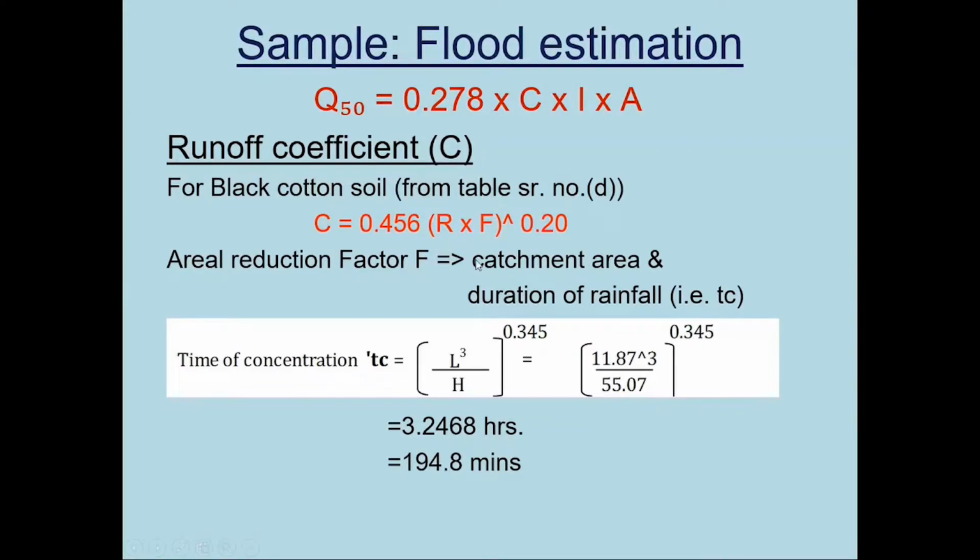For F, I have to find out the areal reduction factor. Catchment area is known. Duration of rainfall, TC, has to be found out. So TC will be L cube by H to the power 0.345. 11.87 is the length of that catchment. I get a value of 194.8 minutes. It is just 3 hours 24 minutes.